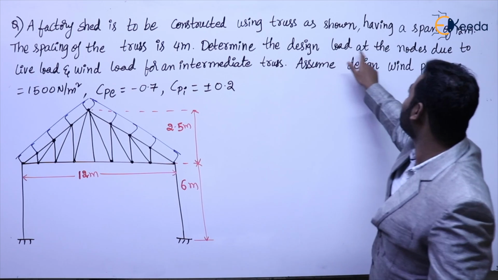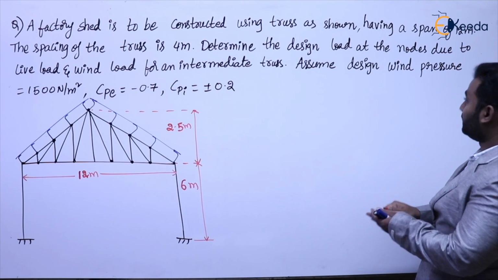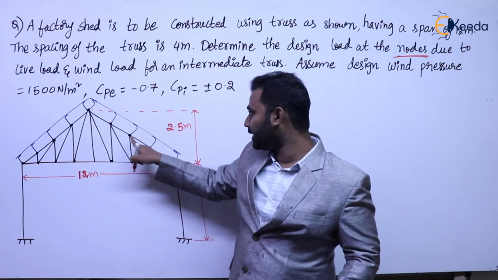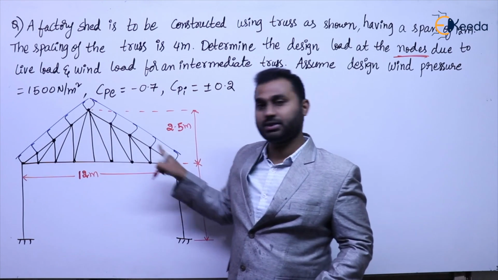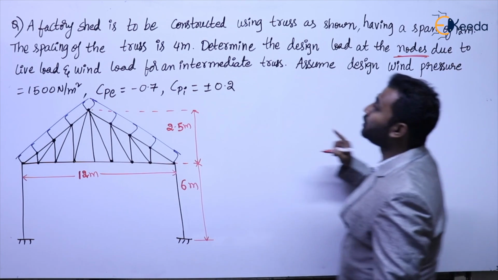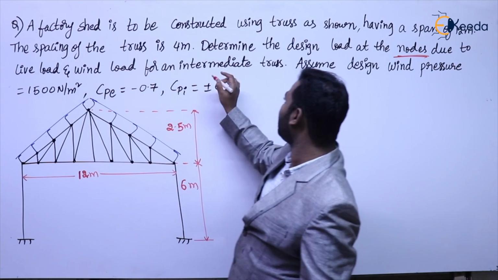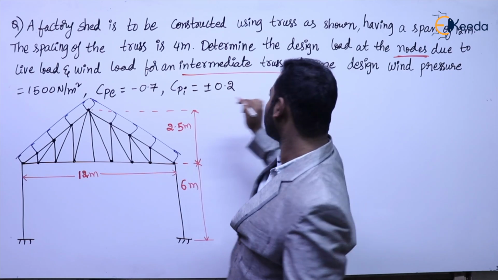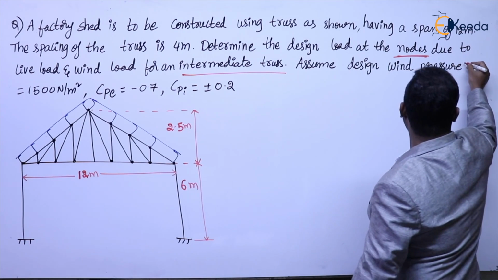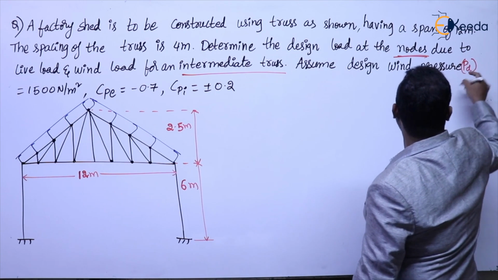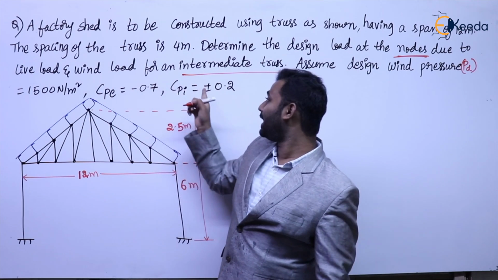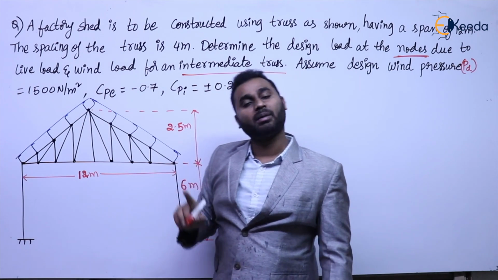Determine the design loads at the nodes. Nodes means these points, the joints, due to live load and wind load for an intermediate truss. Assume design wind pressure. So these were the information. Design wind pressure we basically represent with PD, right? So design wind pressure PD, CPE is the external pressure coefficient, and CPI is the internal pressure coefficient.